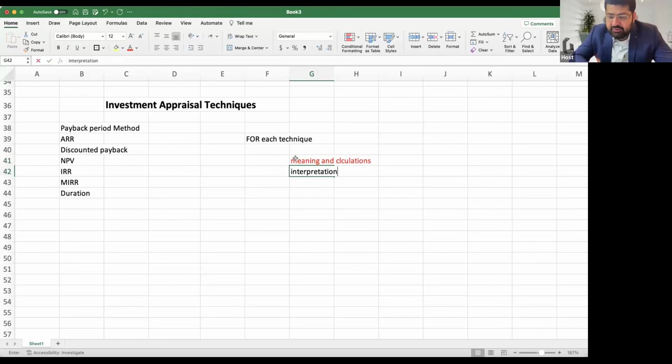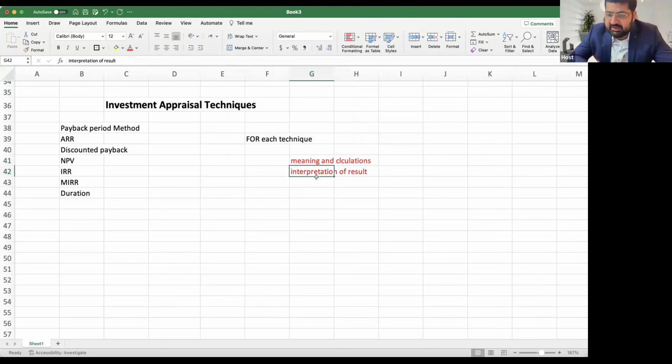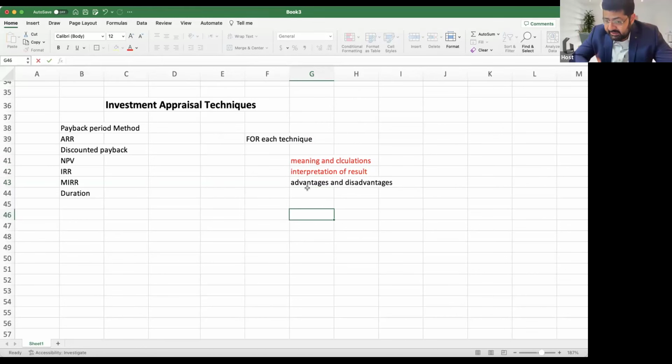Interpretation of result. How to interpret the result. And the next is advantages and disadvantages of that technique.